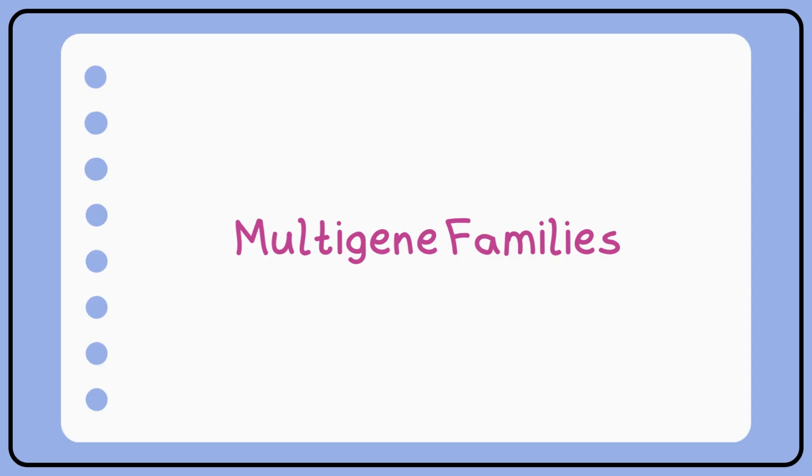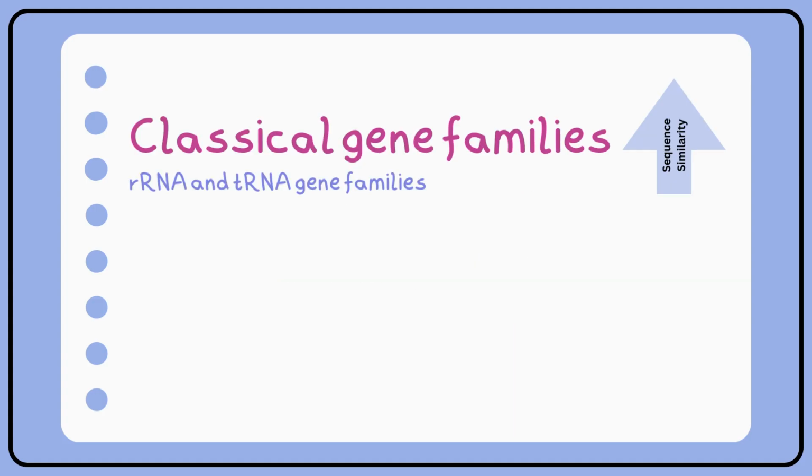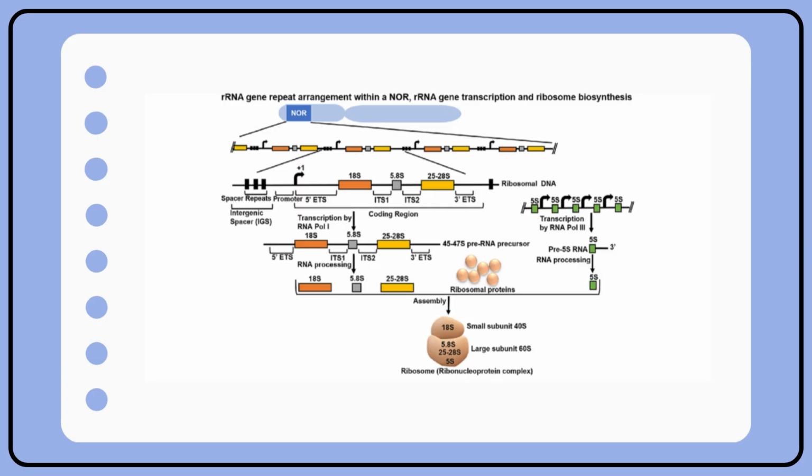Multigene families, regardless of their chromosomal distribution, which we have talked about, can be broadly categorized into two main types based on the similarity in their sequences. The first category is classical gene families, and the second category is gene superfamilies. Classical gene families are those families that show high sequence similarity, and they are often found clustered together, like rRNA and tRNA gene families, which show striking sequence similarity and are usually found in clusters within the genome.